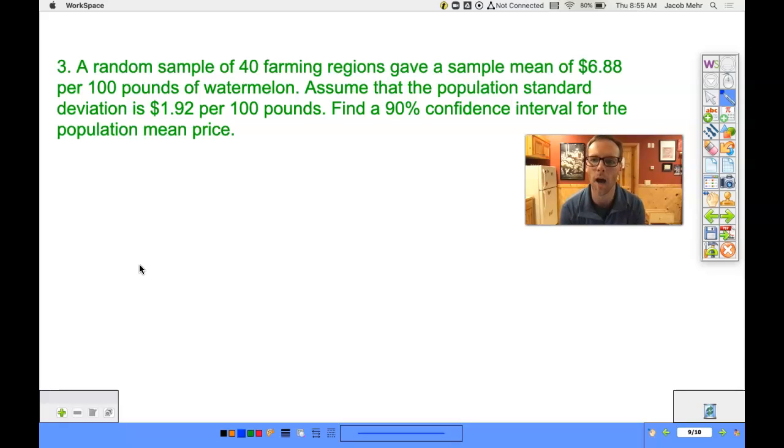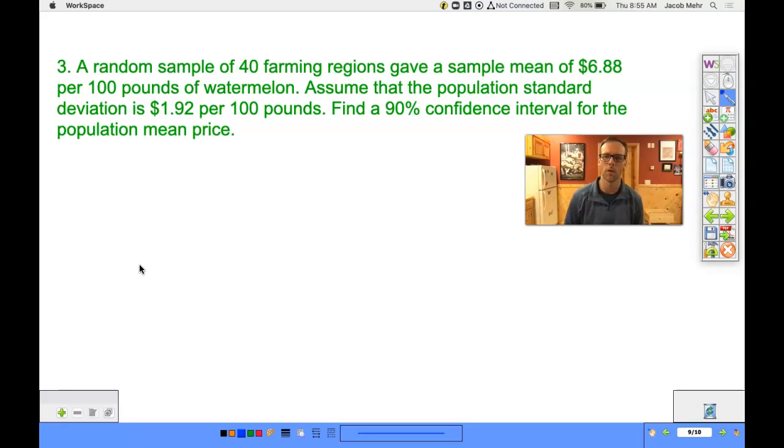Hey stats folks, so we're going to pick up where we left off yesterday. So recall that we have a population where we don't know the population mean. We take a sample, we get a sample mean, and we use that to create a confidence interval that places that population mean within that.